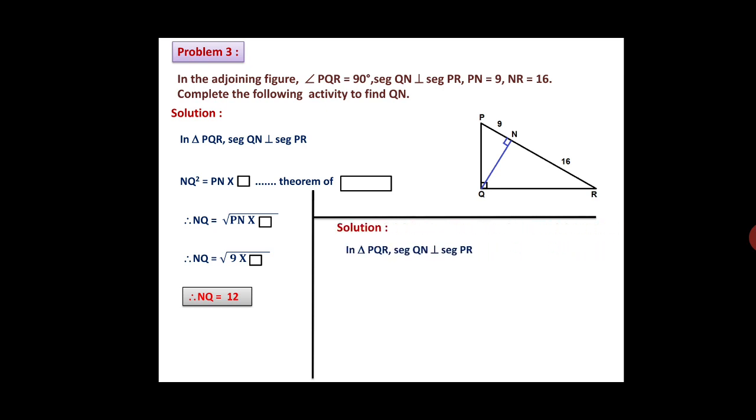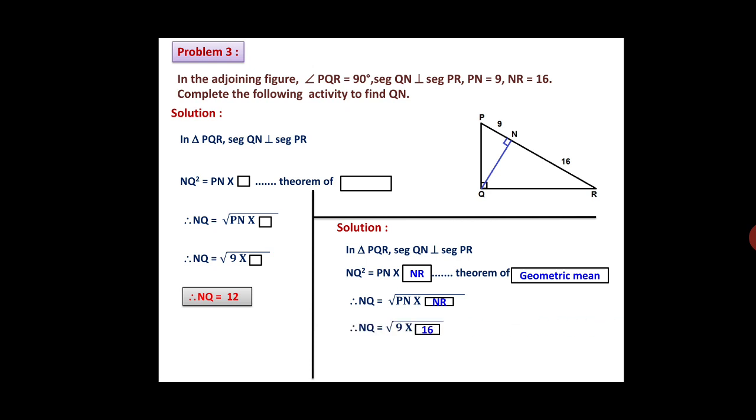So triangle PQR, QN is perpendicular to PR. So NQ square is equal to PN into NR by using the geometric mean property. Geometric mean theorem we are using here. So now NQ is equal to under root of PN into NR as it is. So next step will be NQ under root, PN's value is 9 and NR value is 16. So NQ comes 12. Why?